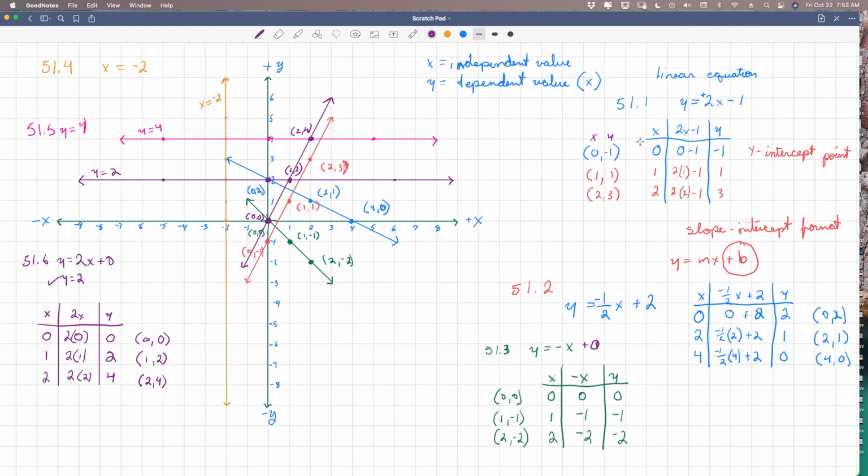Remember that x is independent because you get to pick whatever x is. And therefore, y is dependent on whatever you pick for x, because you have to plug it into this formula or this equation to figure out what your y point is. Okay? That is the main things for this lesson.